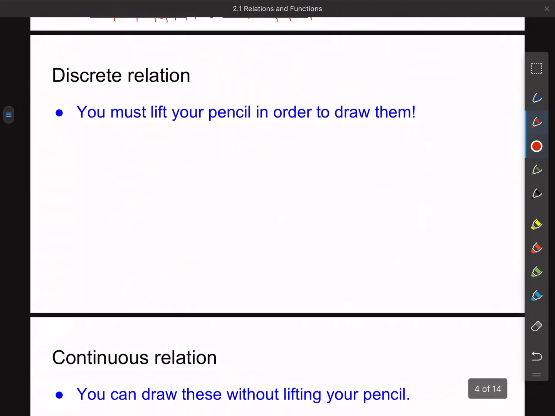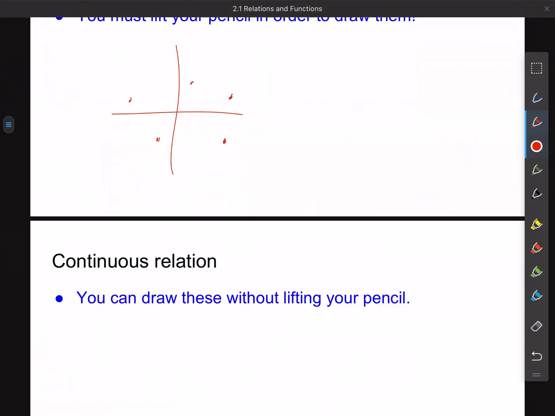A discrete relation: if it's a discrete relation, you have to lift your pencil in order to draw it. So these are graphs where nothing's connected, it's just these points. If I have something that looks like that, that relation is called discrete because you have to lift your pencil in order to draw it.